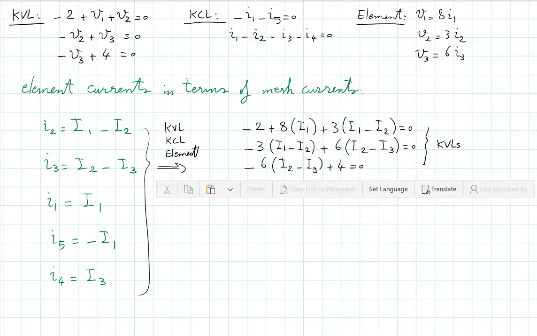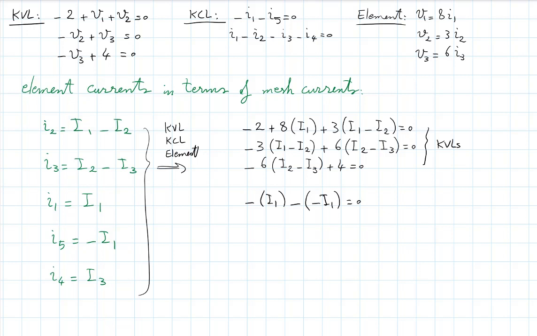Minus I1 minus I5. So minus little I1, which happens to be the same as big I1, minus little I5, which happens to be minus big I1, equals 0. The next one, little I1 minus little I2, which is I1 minus I2, minus little I3, which is I2 minus I3, minus I4, which is minus big I3, equals 0. These are my KCLs. And element relationships I have already implemented by incorporating Ohm's law into my KVLs. Okay? Well, now let's see what we see.